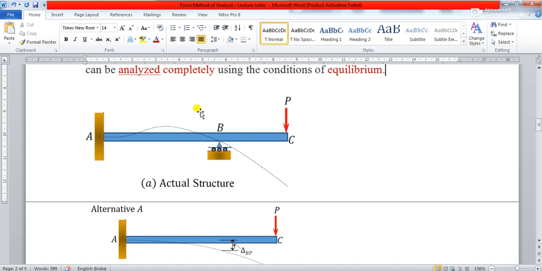So how many unknowns do you have to solve? 4 unknowns are there, right? 3 equations of equilibrium are there. So what is the degree of indeterminacy? 4 minus 3 is equal to 1. So you have only one unknown. So which is the unknown you will have to solve? The unknown you want to solve, that will be your redundant force, right? Now you tell me which one will be your redundant force in this actual structure. Which one will be your redundant force?